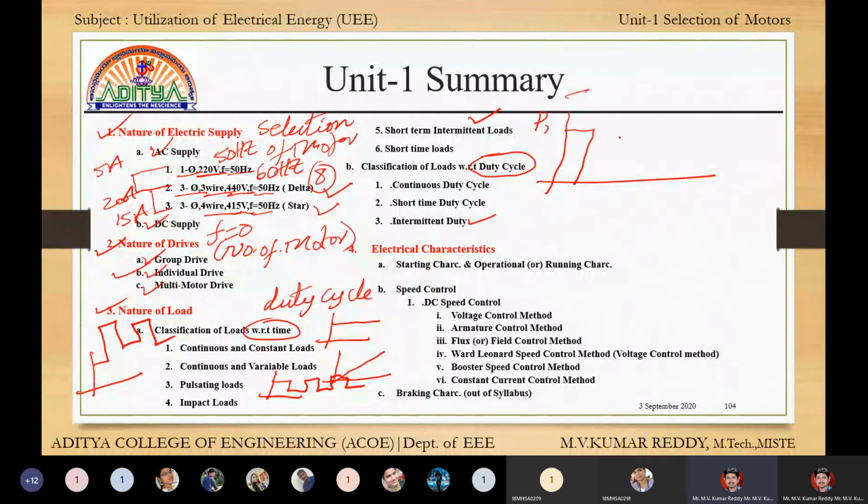This pulse is P1, and the next pulse is also the same height, that is P2. The next pulse is also the same, that is P3. Here the pulses are the same and of equal height, which is called intermittent loads.